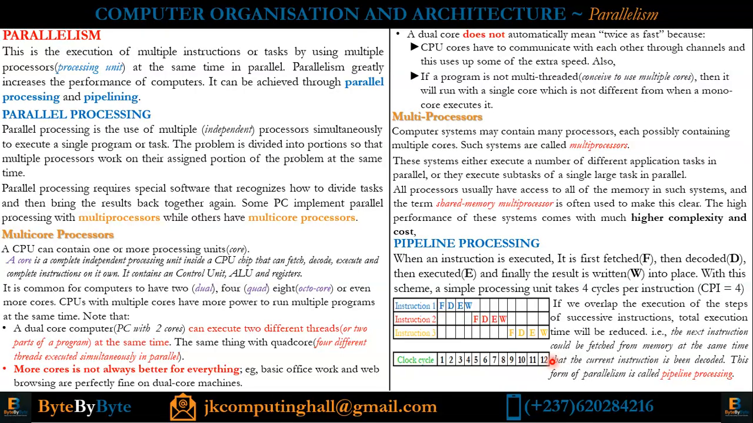If we overlap the execution of the steps of successive instructions, the total time will be reduced. What do we mean here? At the same time I am performing decoding for instruction 1, I am performing the fetching for instruction 2, because I cannot fetch 2 instructions at the same time. Remember, stored program concept, everything is done sequentially. Now, the total execution time will reduce in case I overlap the execution of the steps of successive instructions. That is, the next instruction could be fetched from memory at the same time the current instruction is being decoded. This form of parallelism is called pipeline processing. Let us understand what we mean by that.